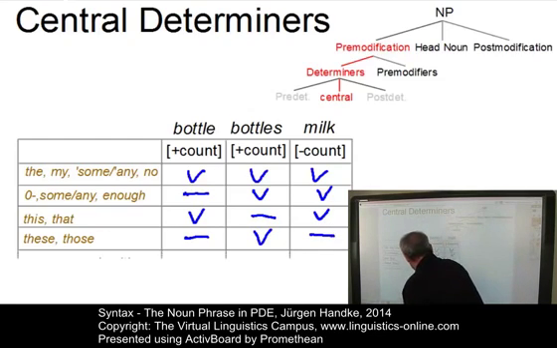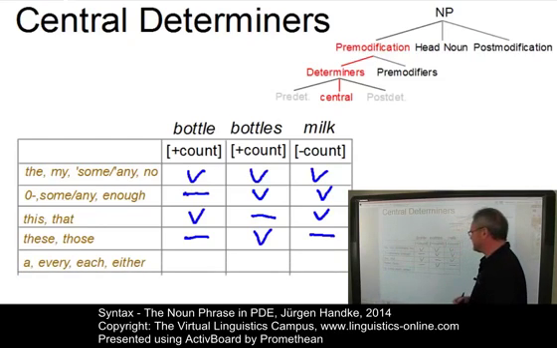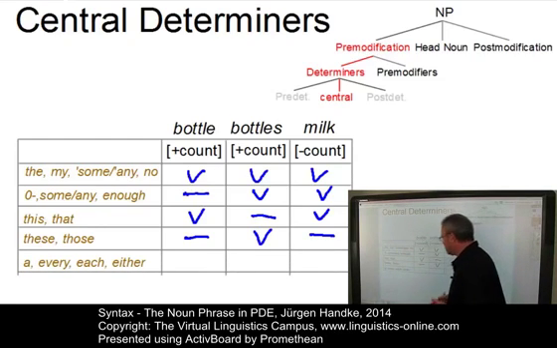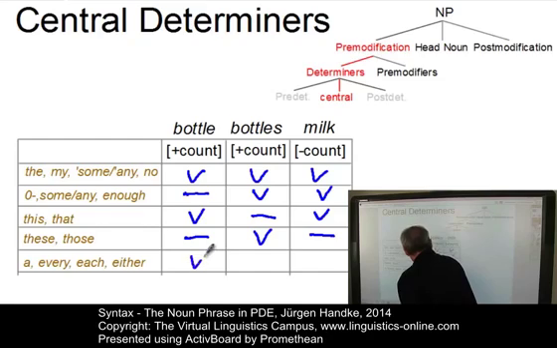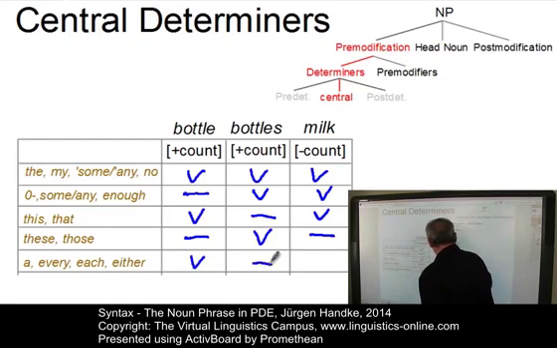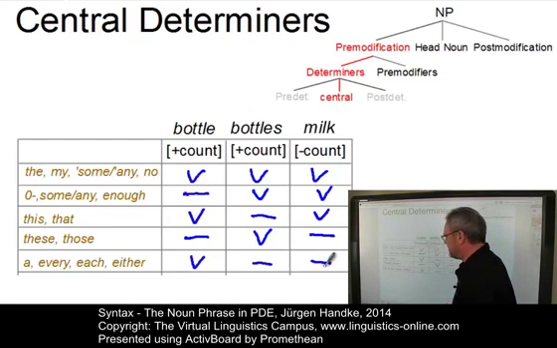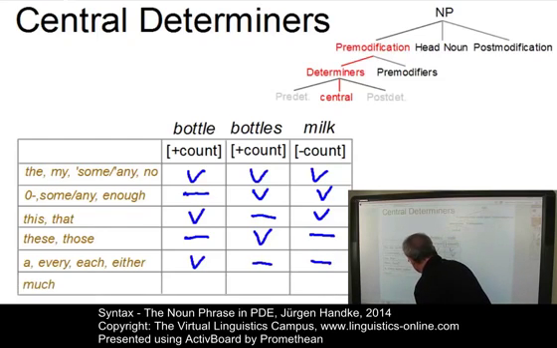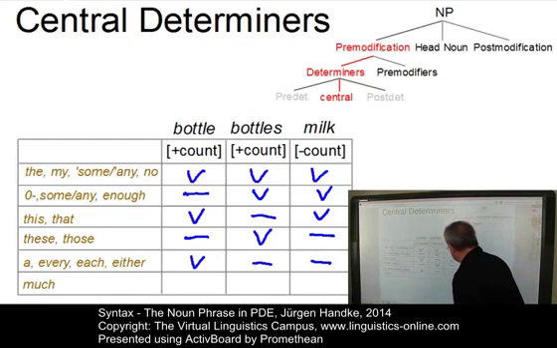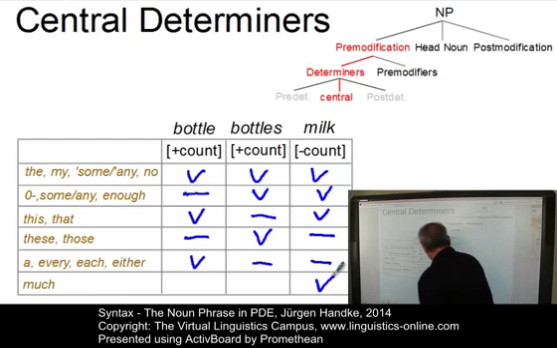Then we have elements such as the indefinite determiner a, and then every, each, and either, where every bottle is possible, every bottles and every milk are out. And finally we have an element such as much, which is of course a typical central determiner that is associated with non-count nouns but not with count nouns.